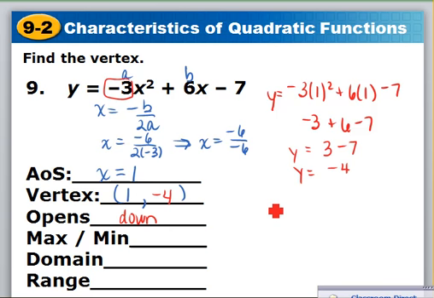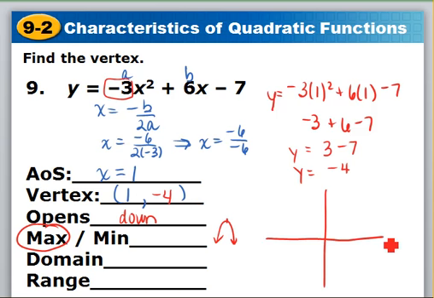And if it opens down, then that means it looks like this, so it has to have a maximum. And its maximum value is always the y value. It's how high it went or how low it was. So we just found that y value to be negative 4. Let me go ahead and show you this on a picture really fast.